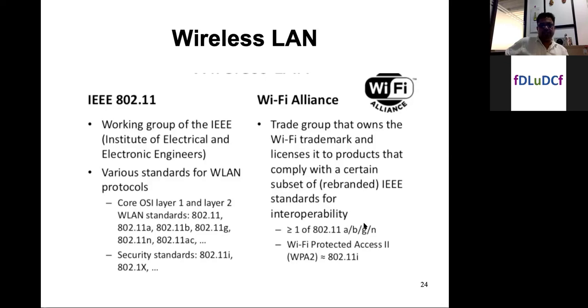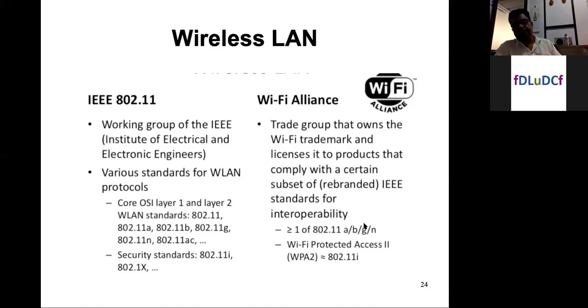Some of these variations I couldn't even remember. Obviously no one can remember those. There are so many, using different letters. Based on each letter, there are different speeds and different security strengths, or security implementations. Most of these Wi-Fi standards are developed by the organization called IEEE.